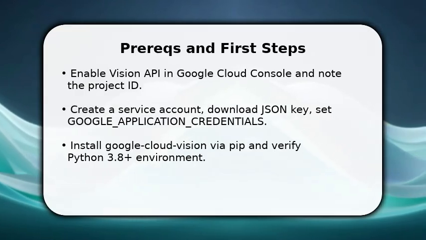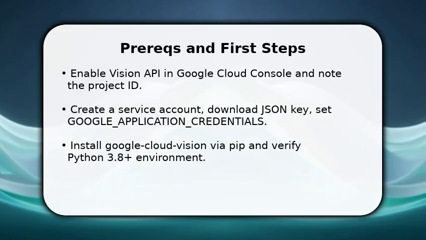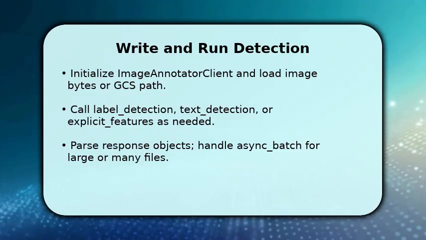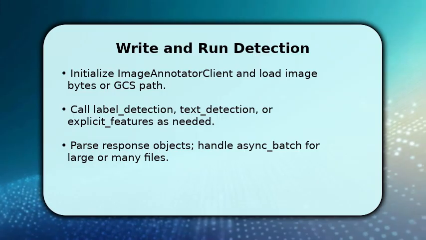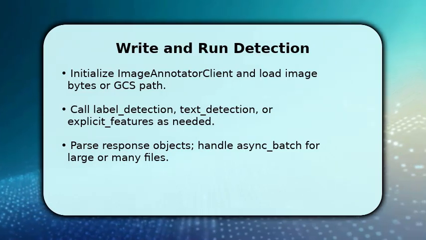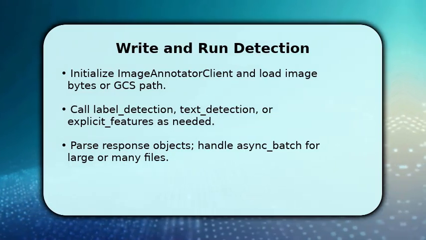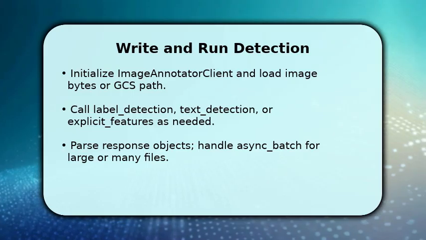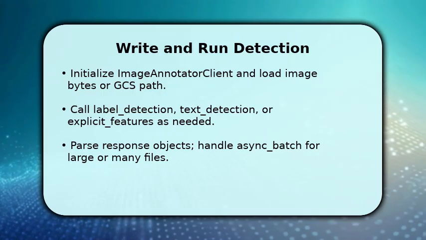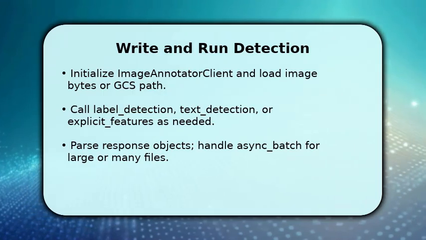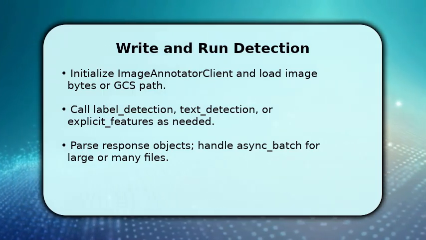Now write the core code. Import vision, create an ImageAnnotatorClient, and load image content from bytes or a gs:// path. Then call the specific detection method you need: label detection for objects, text detection for OCR, or safe search for moderation, and await the response. Make sure to check response.error for issues, and parse returned annotations into structured results.